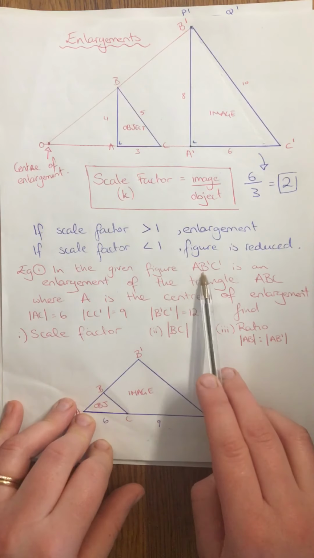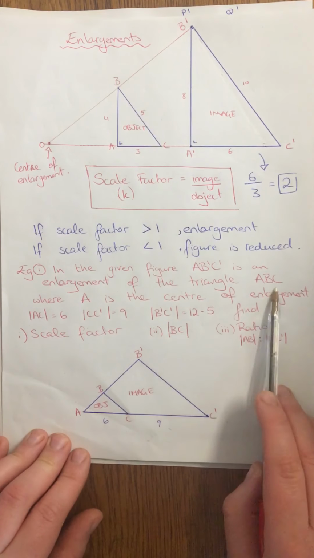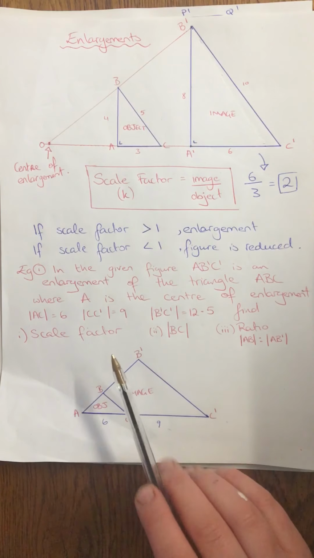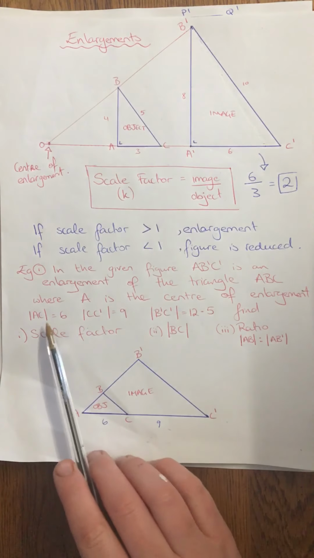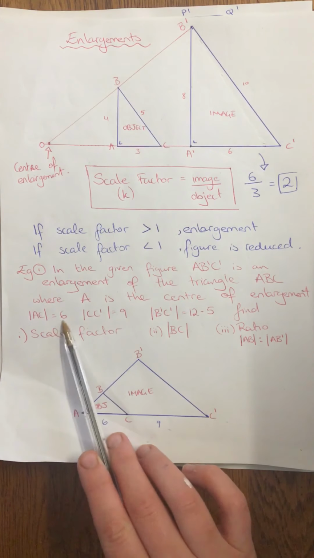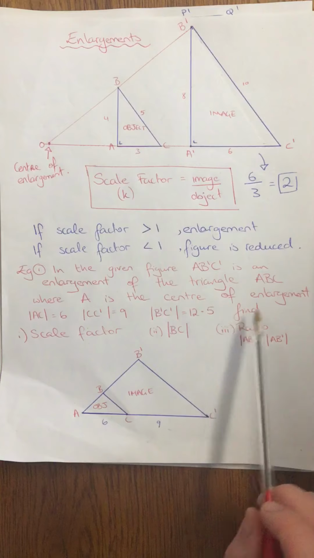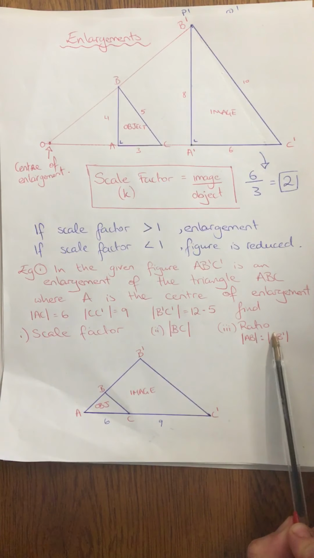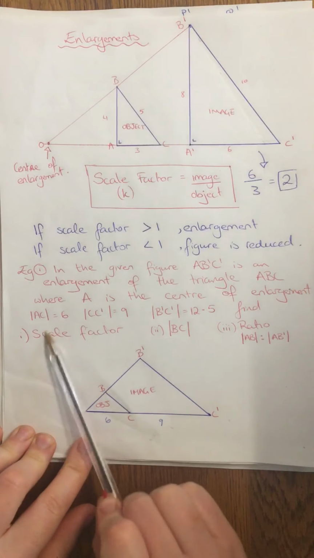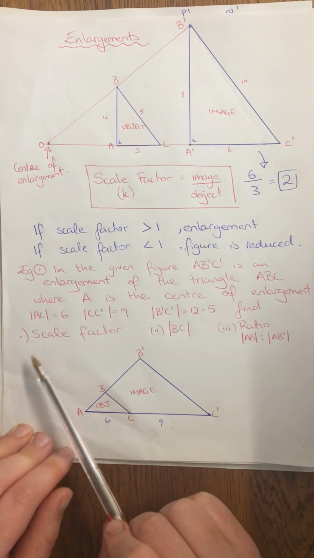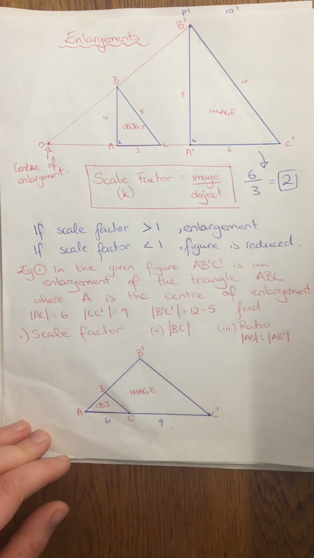In the given figure, AB dash C dash is an enlargement of the triangle ABC. A is the center of enlargement. If AC is 6, 9, 12.5, find the scale factor, BC, and the ratio. If I'm looking for the scale factor, always write down your formula, image over object.